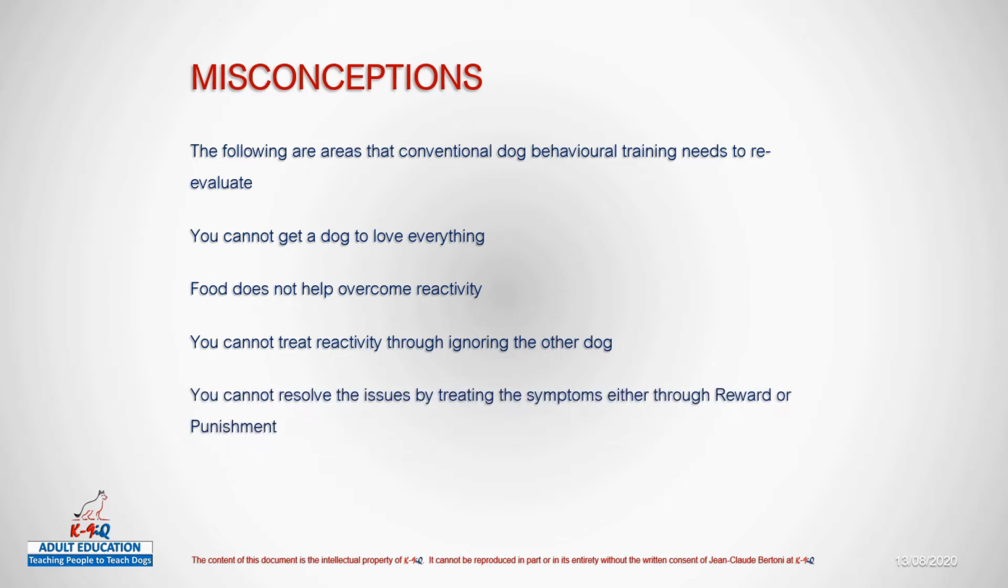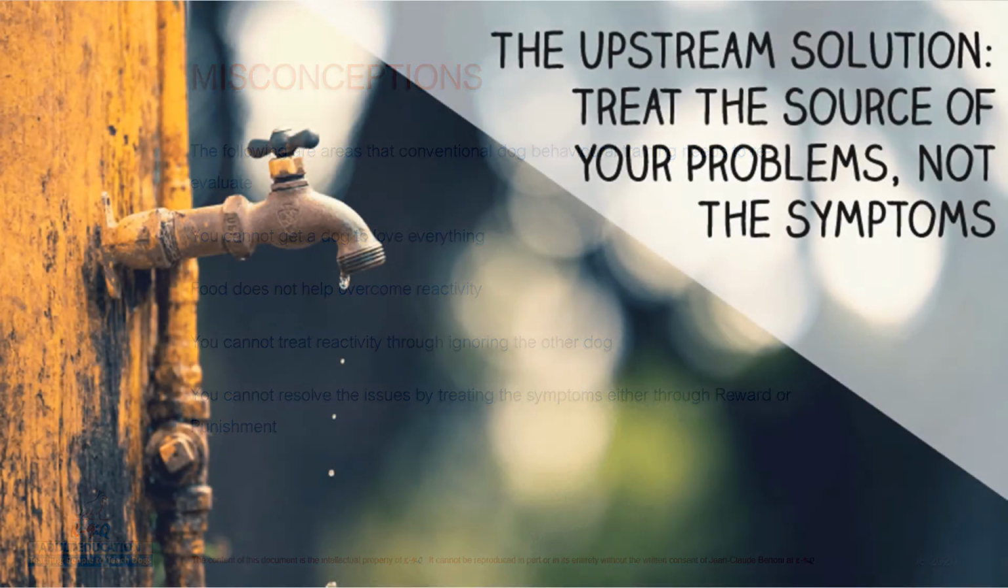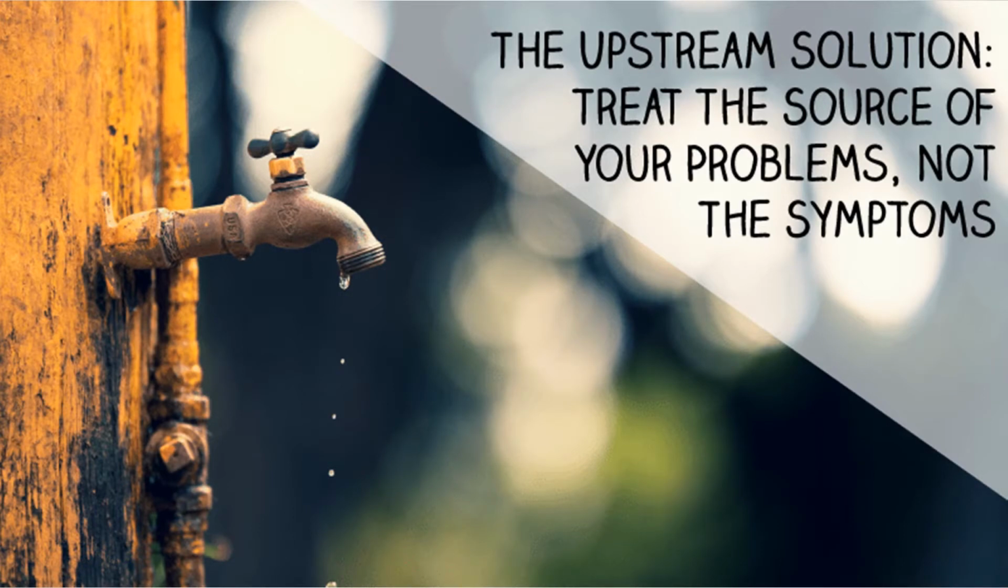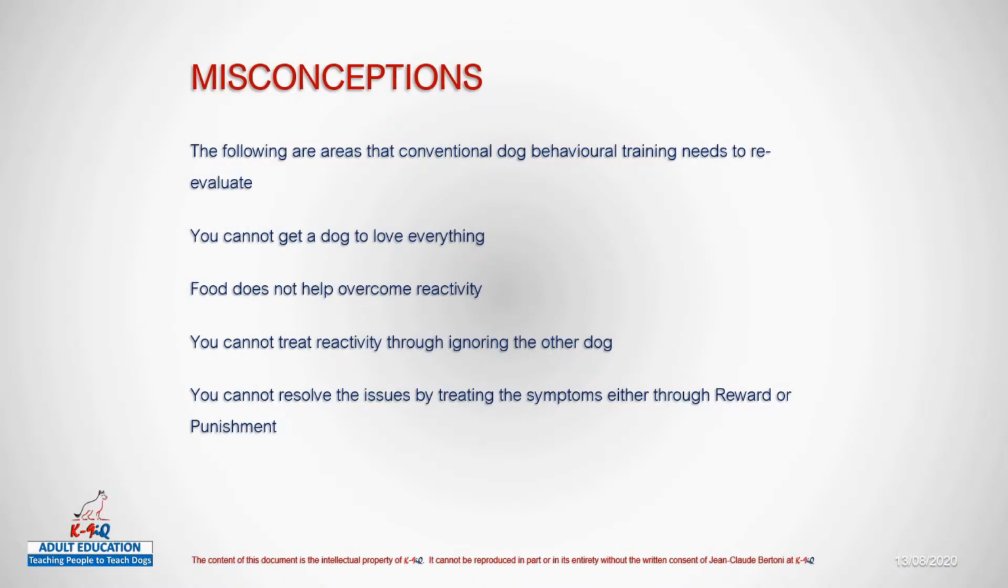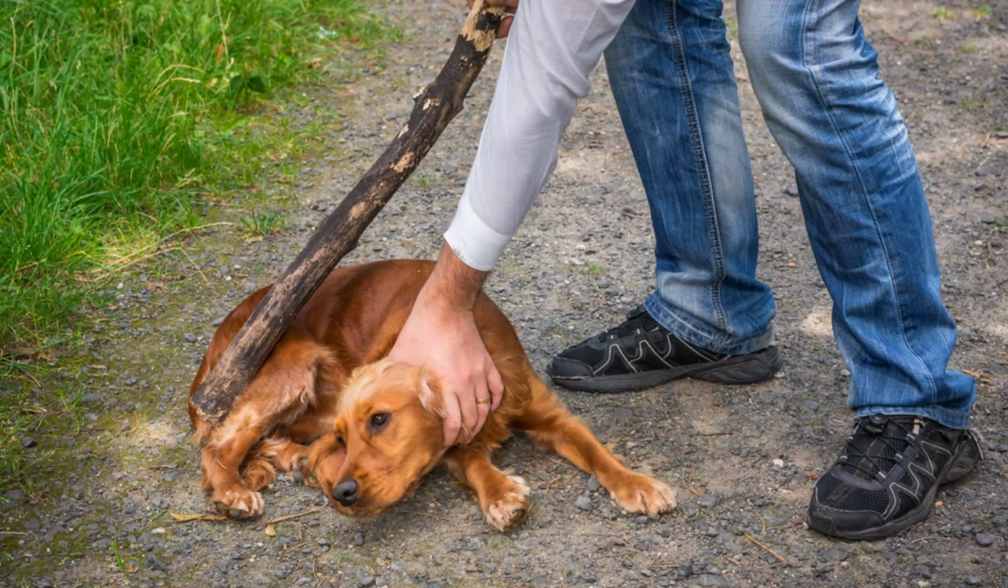Also, you cannot resolve the issues by treating the symptoms either through reward or punishment. Now, I've been to several dog training sessions with other dog trainers, and a lot of dog trainers are continuously giving the dogs food for showing a better response to another dog, and a lot of dog trainers are correcting or punishing the dogs for barking at another dog. Both of those are effectively incorrect.